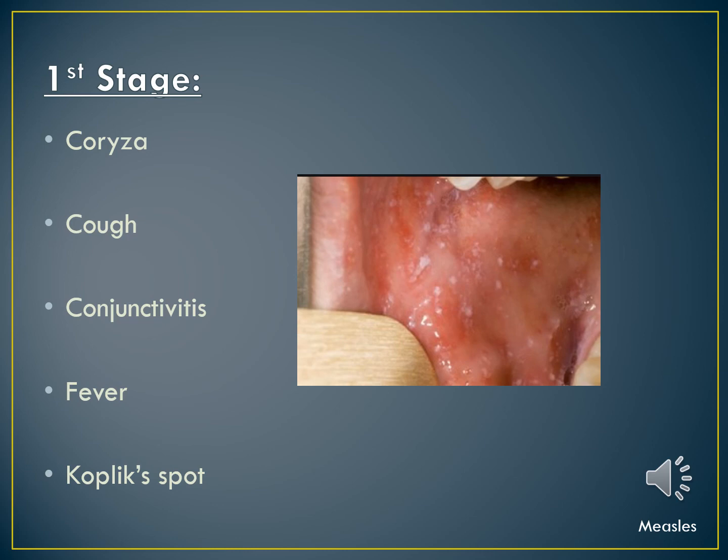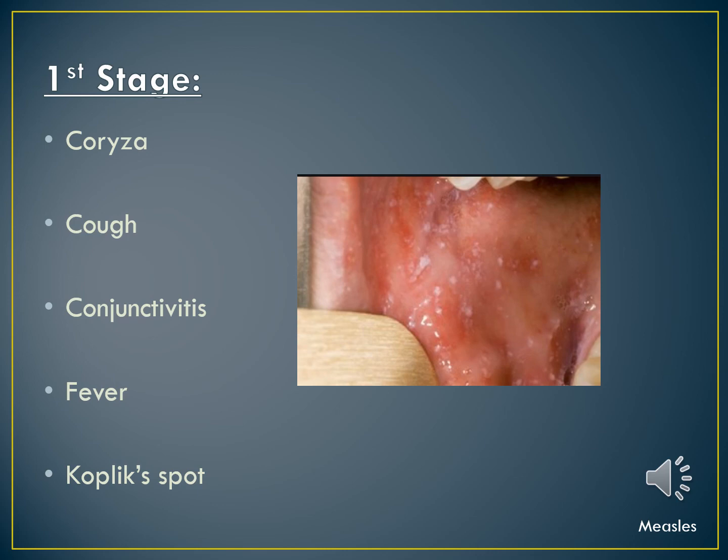Coryza is the inflammation of the mucous membrane of the nose, causing a runny nose. Cough is typically brassy and uncomfortable, and conjunctivitis causes red, watery, and photophobic eyes. These are usually accompanied by fever. During this initial stage, the most distinctive oral manifestation, Koplik spots, is seen.